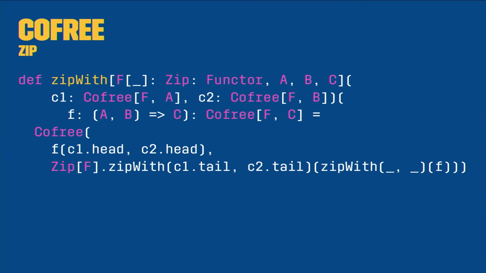Here's zip. So you can actually take two CoFree structures and you can zip them together. There's a couple different ways you can do that, but this is the most common one. The only requirement is you have to be able to zip the F's together. So for something like Name, that's trivial. For List, trivial. And for most of the type constructors with one type argument that you can probably think of, like data structures and whatnot, zip is trivial. And so you can implement this zip with method quite easily.